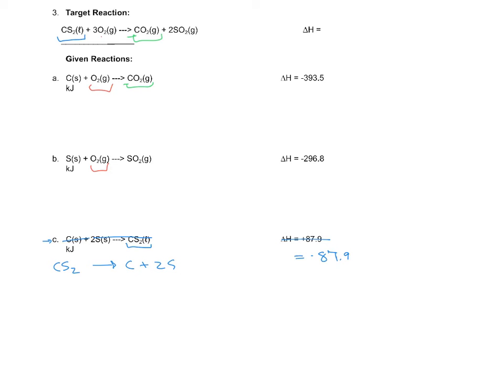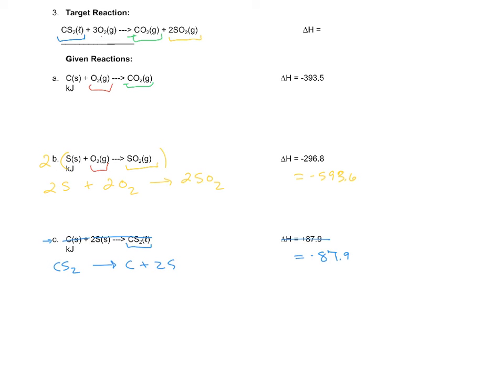The last chemical from the target reaction is sulfur dioxide. Now there are 2 of them. Here the sulfur dioxide is in the products like it needs to be, but because there's only one, we're going to double this entire reaction, and we're going to double the enthalpy change. That means we have 2 sulfurs plus 2 moles of oxygen that will produce 2 moles of sulfur dioxide. When you double this, it produces a new enthalpy change of negative 593.6.